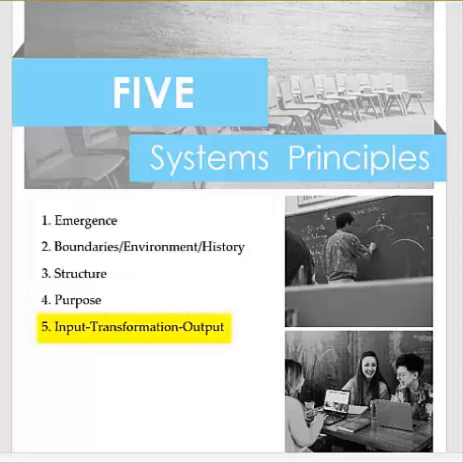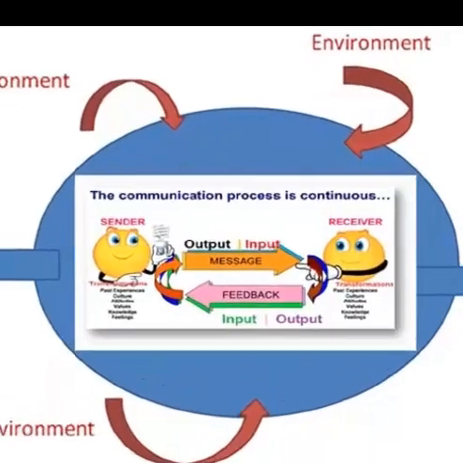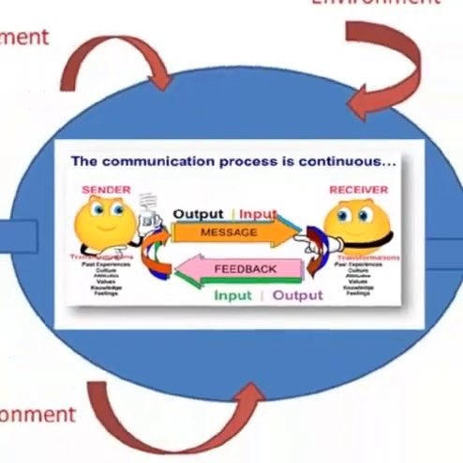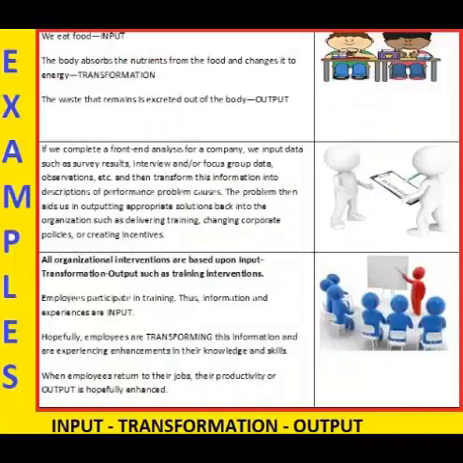The fifth systems principle we're going to talk about is called input, transformation, and output. So all open systems take in energy, they transform the energy, and then they output the energy back into the environment. It is this constant input, transformation, output that creates movement and change within us and around us. So let's look at some examples of input, transformation, output.